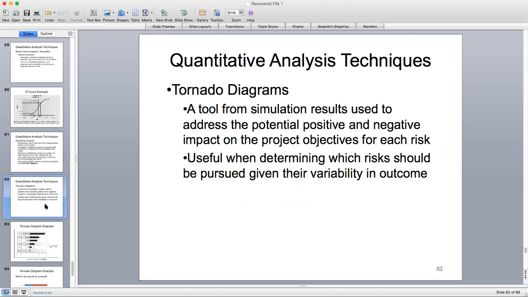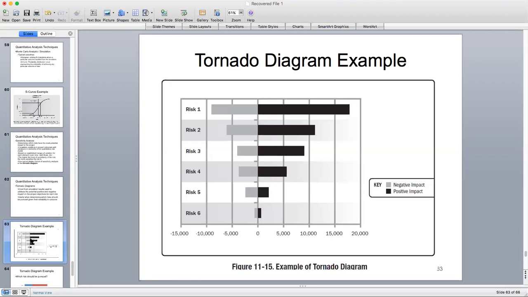It's useful when determining which risks should be pursued given the variability in outcome. So that's going to be useful for you after looking at your model to examine those risks and maybe prioritize them and investigate them further versus the risks which don't appear to cause a lot of variability in the overall project. Here's an example, and we can see the line there, which divides the risks.